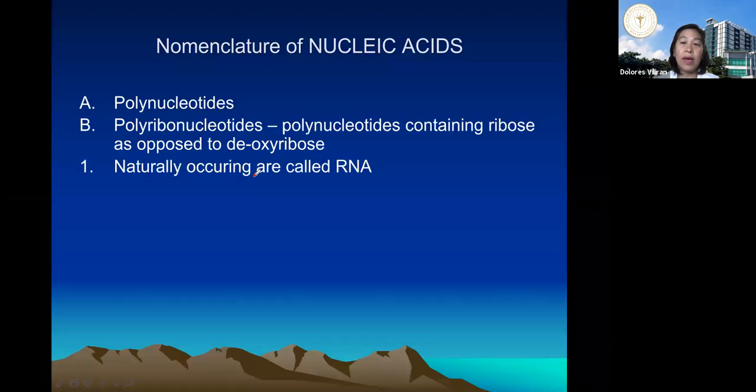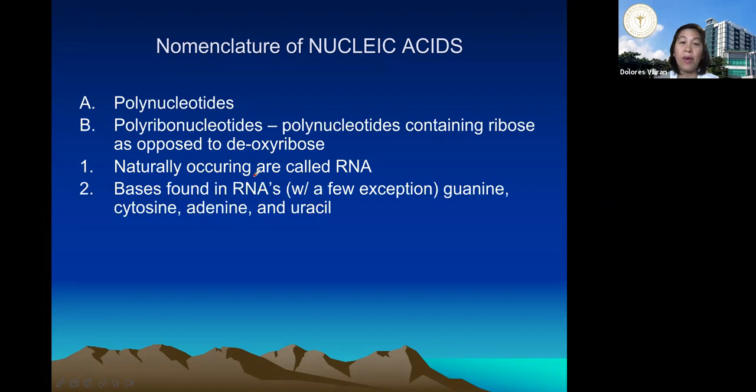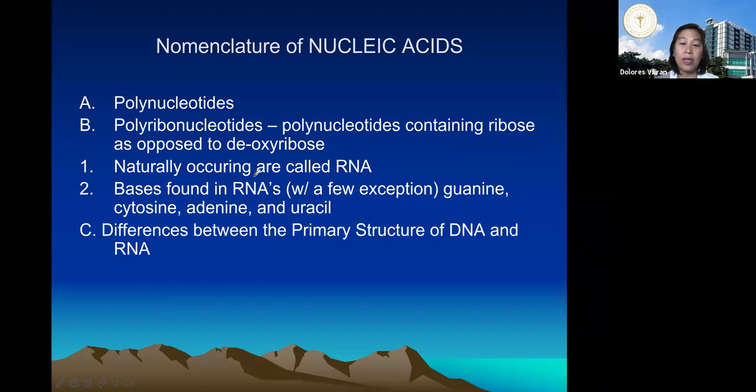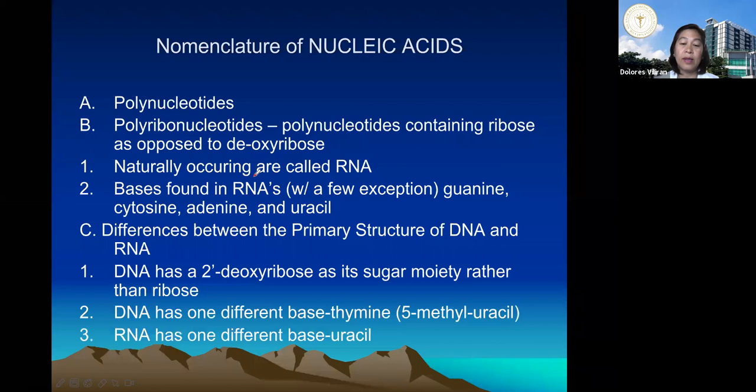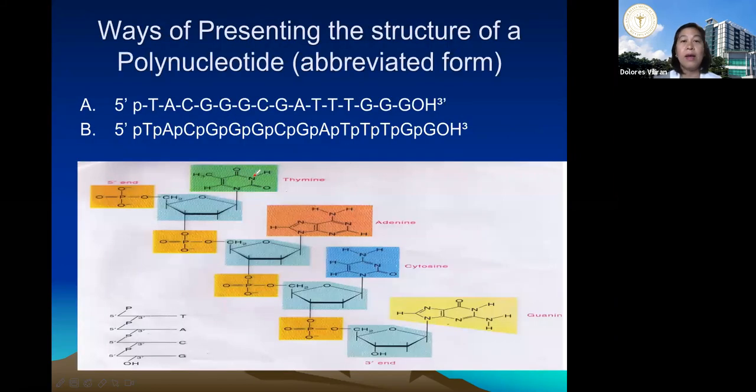Okay. So again, to differentiate RNA from DNA, the sugar is deoxyribose in DNA and ribose for RNA. Okay. And the bases will be guanine, cytosine, adenine, and uracil. Okay. So you can easily remember this, the difference between DNA and RNA.